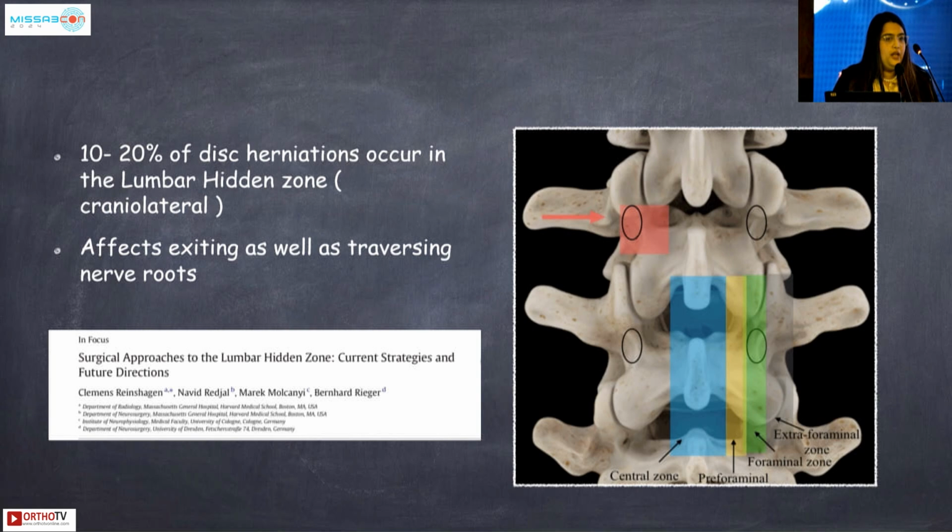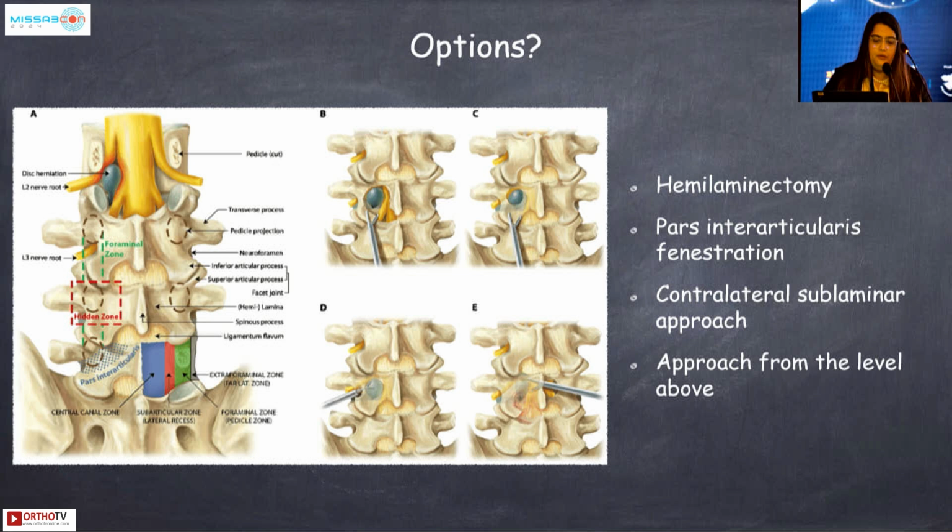As we all know, craniolateral disc herniations are less frequently encountered as compared to the more common paracentral disc herniations, and they affect the exiting as well as the traversing nerve roots. Many authors, in fact, have expressed their technical difficulties and challenges in accessing this particular area, that is the lumbar hidden zone. So what are the treatment options?